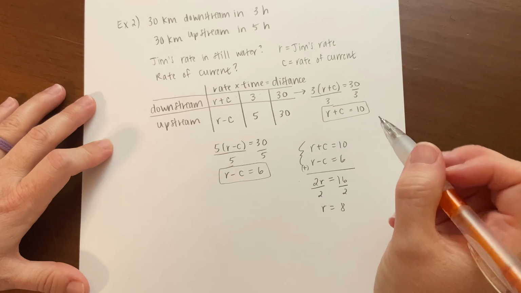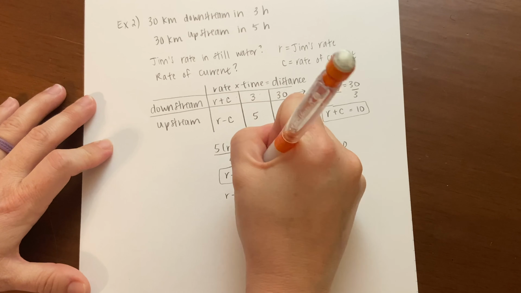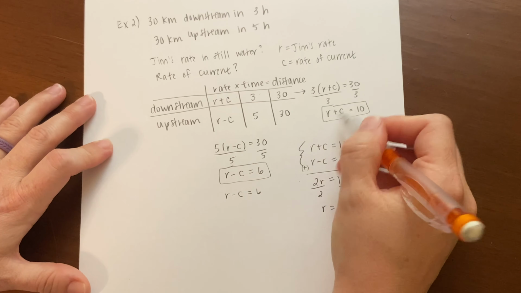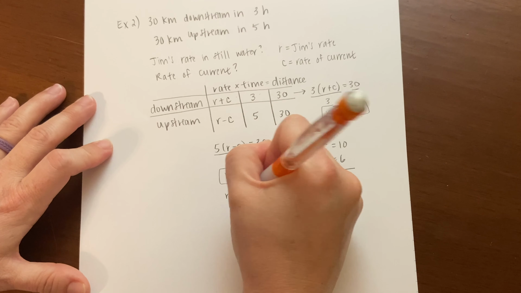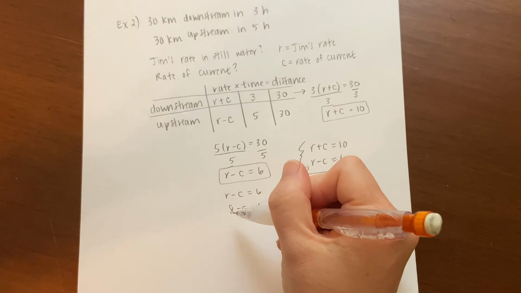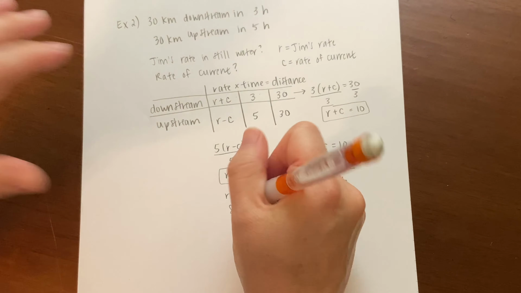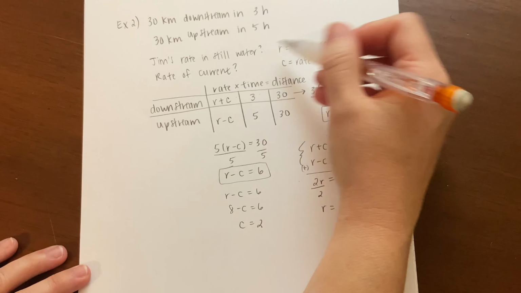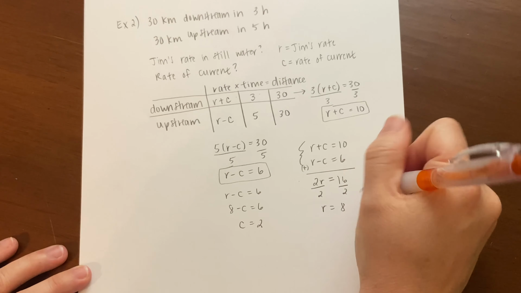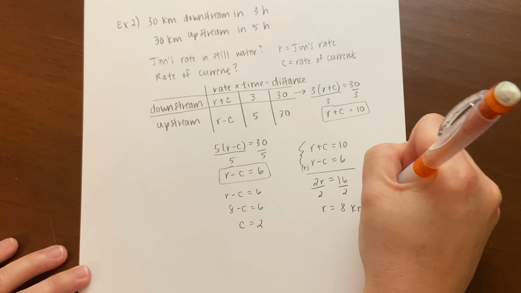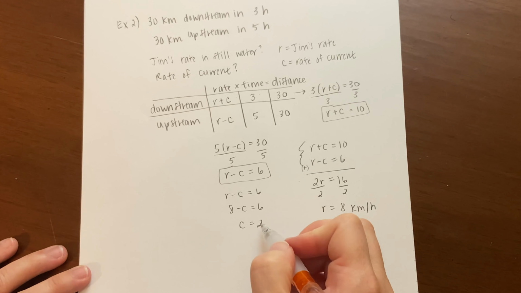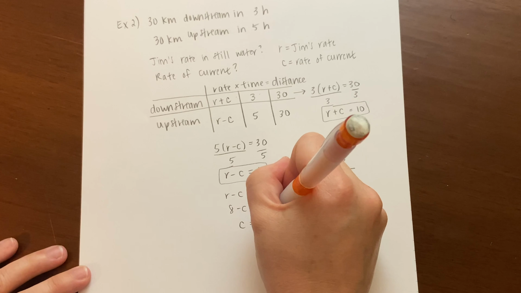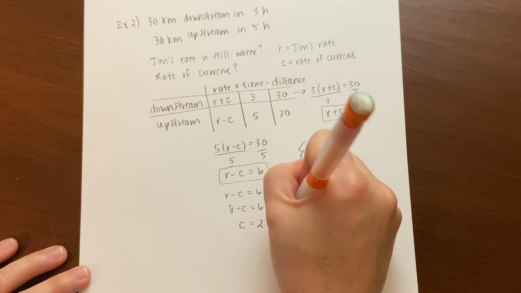Now I just need to figure out C. You can use either of these original equations. R minus C equals 6, so 8 minus C equals 6. Well, 8 minus what equals 6? Has to be 2. Okay, so R stands for Jim's rate in still water. So Jim can go 8 kilometers per hour in still water. C is the rate of the current, so the current is going 2 kilometers per hour.